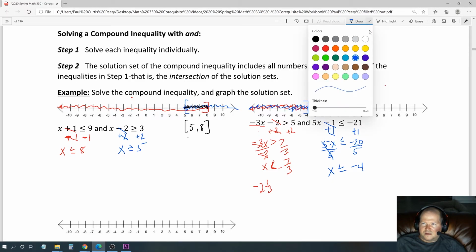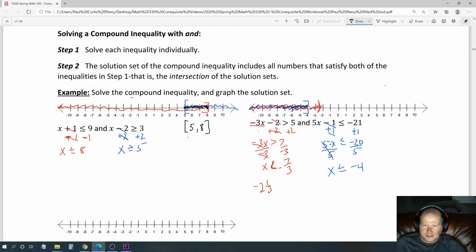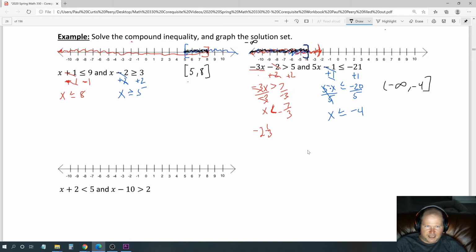Now, because we're dealing with the and, we're interested in where they overlap. And where they overlap is right here. They overlap all the way to the bracket. So we are going to rewrite that. Remember, over here to the left, if it keeps going forever, that's negative infinity. So the interval notation is negative infinity all the way up to negative 4 bracket. The negative 2 1/3 is by itself, so we don't include that. We only include the part that overlaps, the part that's the same for both.